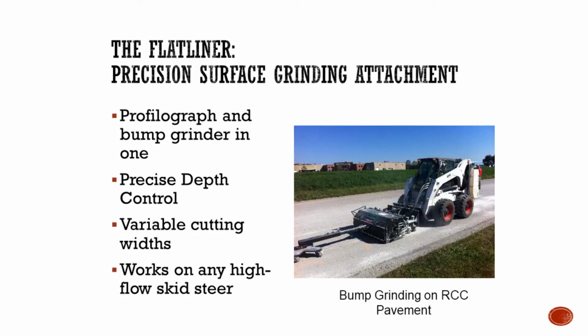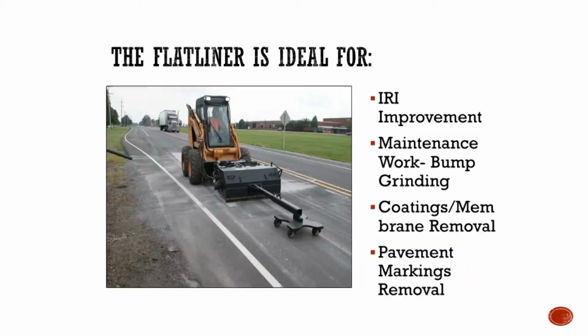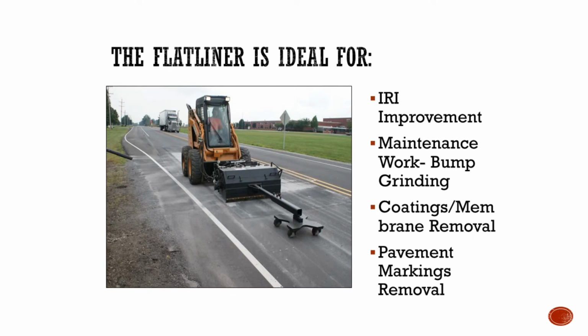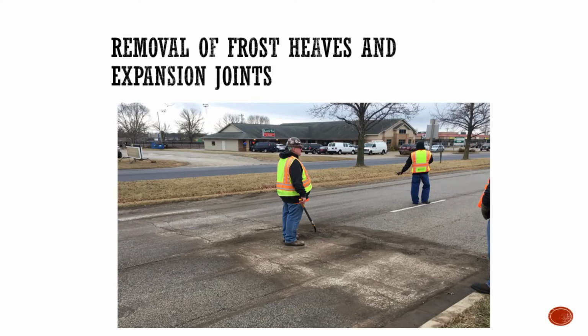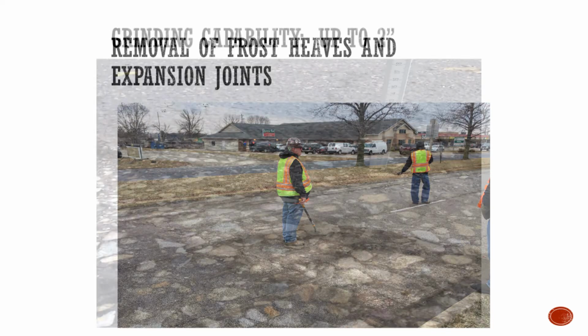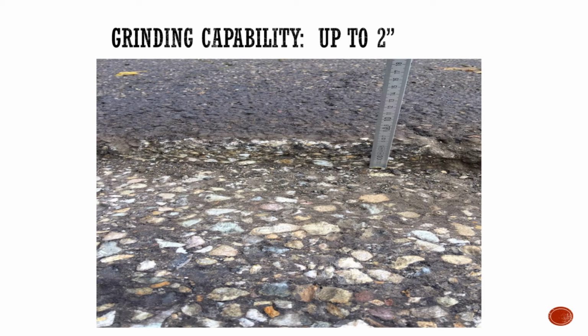The flat tooth system can also be applied into different grinding attachments, milling machines. We put them across the board into all different variations of milling equipment. Great for doing surface grinds for new construction, for IRI improvement, maintenance work, dealing with frost heaves or expansion joints, pavement markings removal. This particular image is of Illinois DOT shaving off a frost heave that popped up. And it always amazes me. You get out there and it doesn't really look that bad, and then once you start grinding, here you're grinding an inch and a quarter or so. Here's an example of that. This is in Belgium. It's about a 2-inch grind, but you can also see how nice and smooth that surface is.